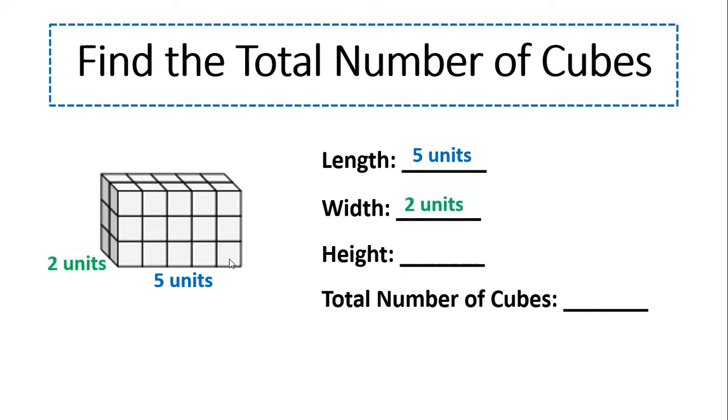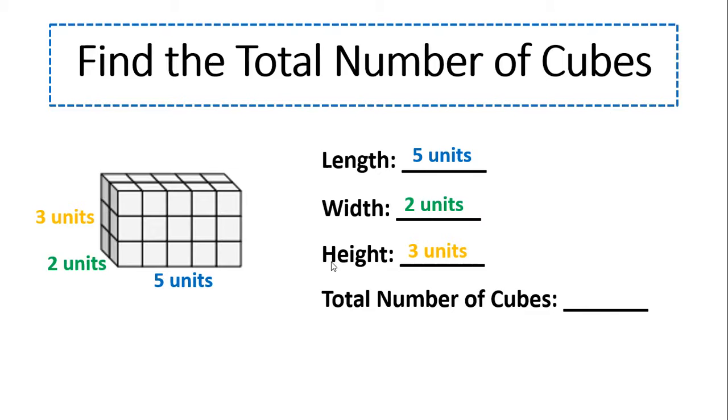Our width is 2 units because there's 2 units going back. 1, 2. Our height is 3 units because we can see that there's 3 units going up and down. 1, 2, 3. We can also see that there's 3 layers. This first layer on the bottom, the second layer in the middle, and this third layer on top. So our height is 3 units, or there are 3 layers to this rectangular prism.